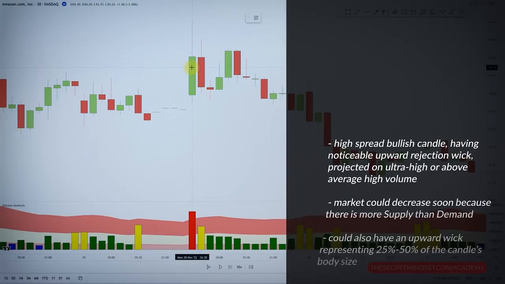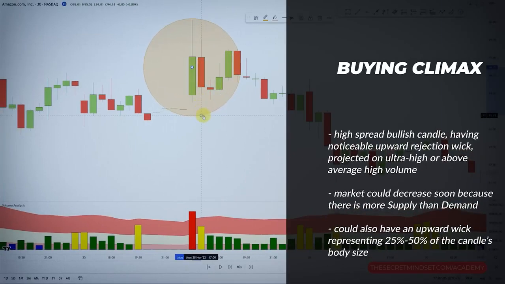Next is the buying climax. The buying climax appears as a high spread bullish candle, having a noticeable upward rejection wick, projected on ultra-high or above average volume. This signals that the market could decrease soon because there is more supply than demand. Buying climax could also have an upward wick, representing 25 to 50% of the candle's body size.